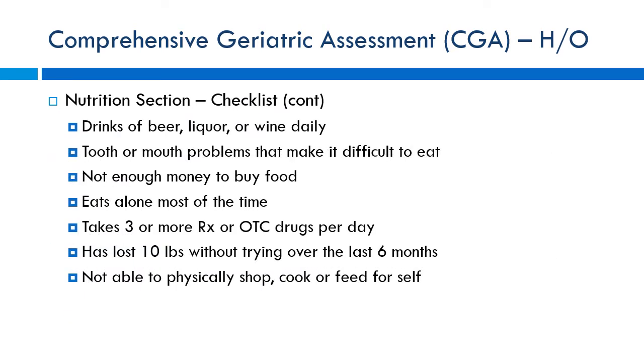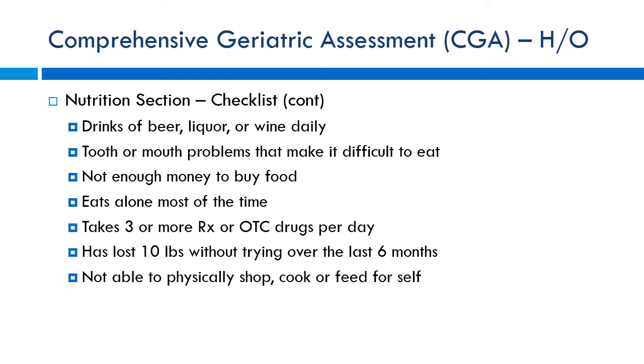Again, try to figure out their alcohol intake. Sometimes you have to multiply by 2 to actually get an accurate estimate. Depends on your patient. Ask about dentition issues, if any. What you end up finding is, the more prescription drugs and over-the-counter drugs they're taking, the more likely you are to see some interactions with their dietary intakes. You've got to be careful with that.